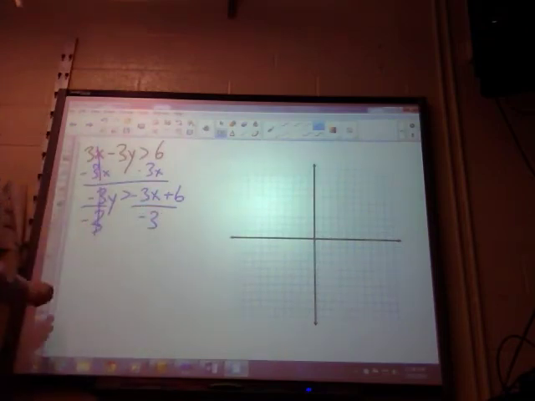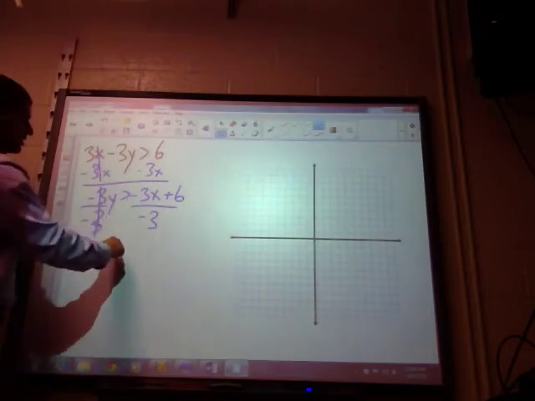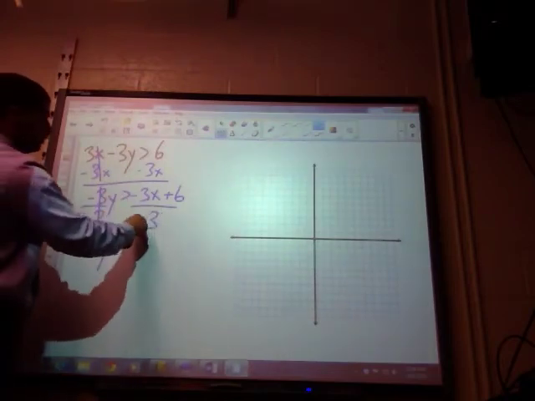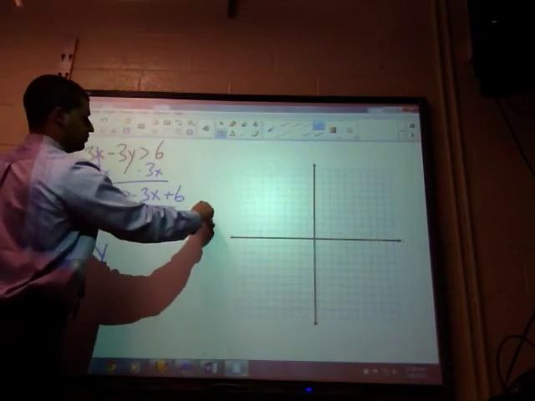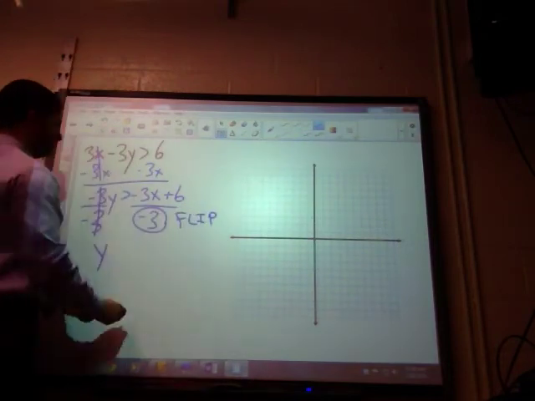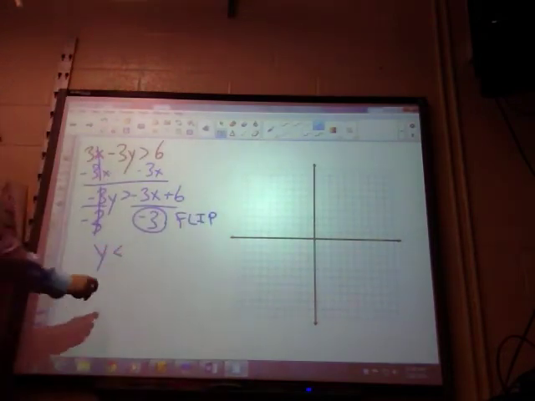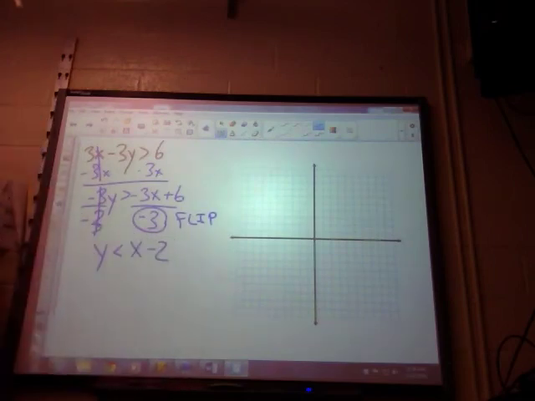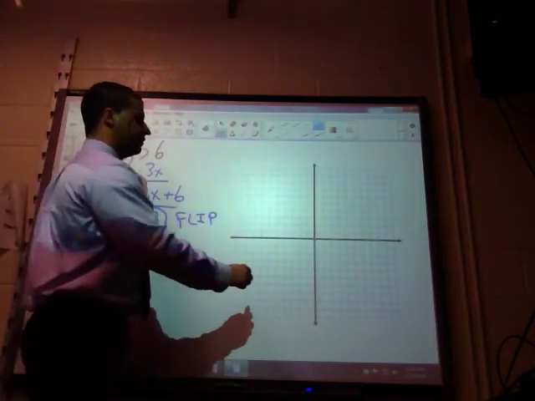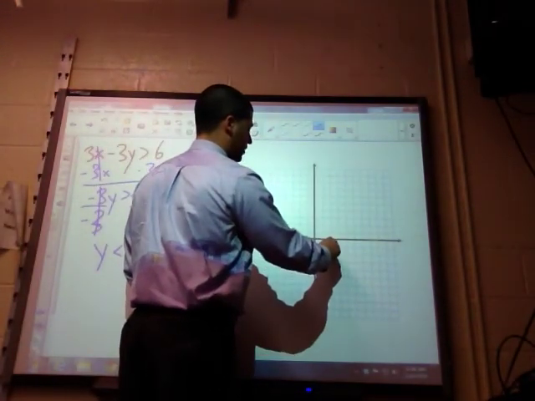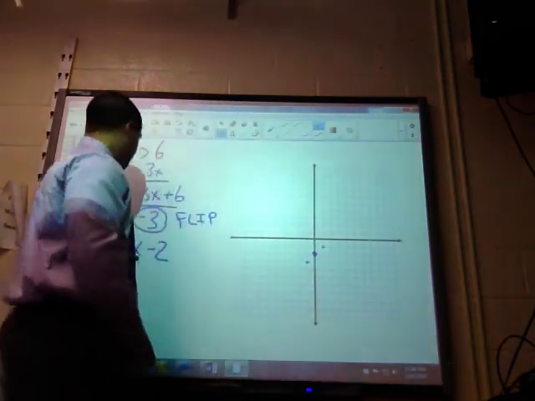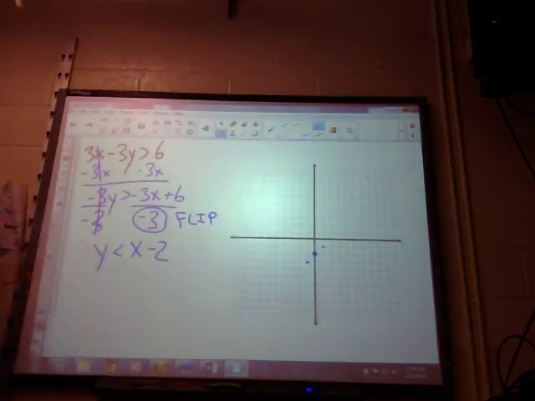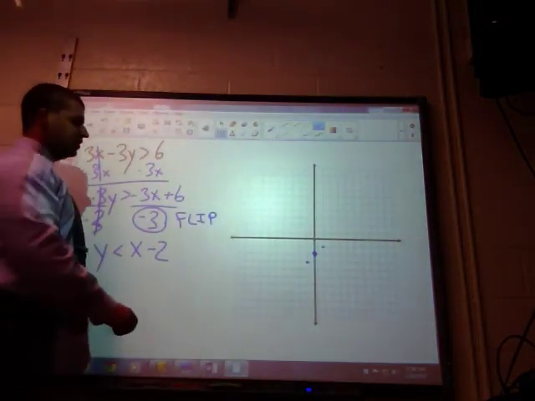So divide negative 3 into everything. y, flip the sign now since we divided by a negative, is less than 1x, so we just put x, minus 2. So now we can graph this. Go down to negative 2, go up 1, right 1, down 1, left 1, and it's just less than, so we want to put a dashed line and shade below.